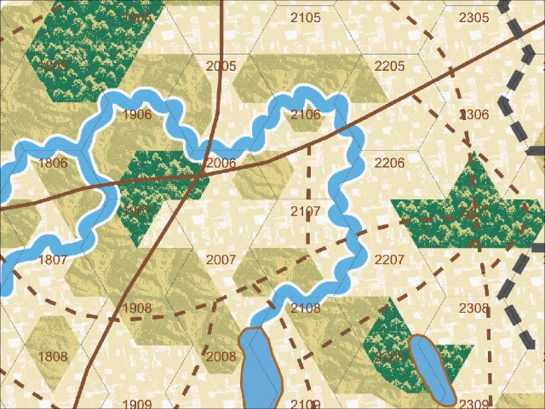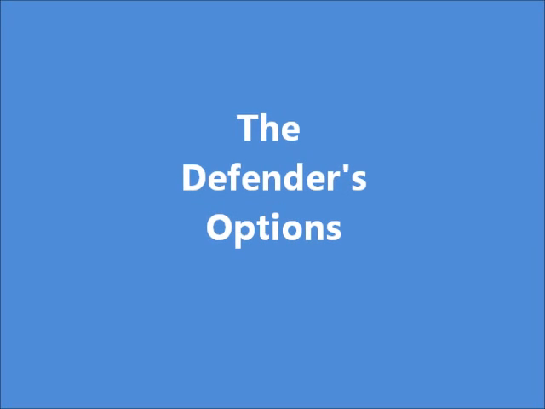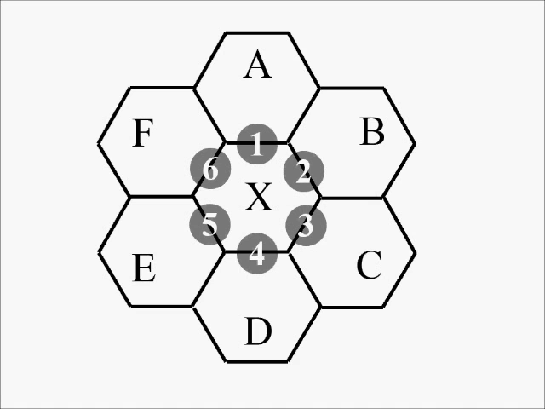When a hex is attacked, the defender looks at which hex sides the attack is coming through. This provides him with the options for selecting defensive terrain, the terrain that will influence the combat. The defender has the option of using the terrain in any of the hex sides an attack comes through, as well as any adjacent hex sides. Let me show this to you graphically.